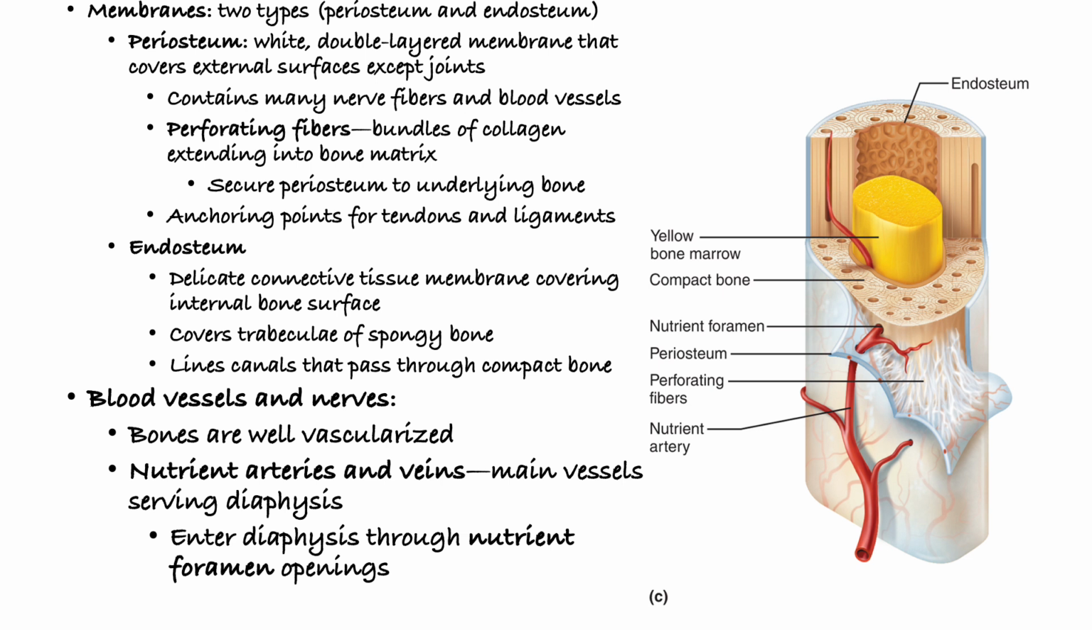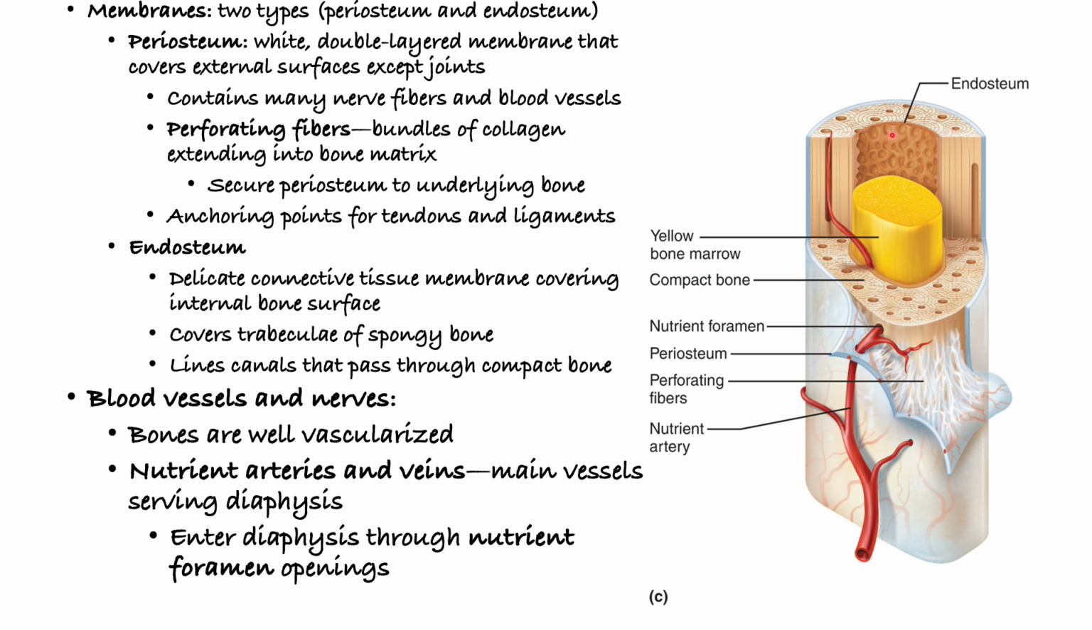And by the way, I forgot to mention that the articular cartilage at the ends of bones is going to be hyaline cartilage. Okay, so this periosteum is very important because it contains many nerve fibers and blood vessels. As you can see, this blood vessel is piercing through the periosteum, and there are what we call perforating fibers, which are basically a bunch of collagen extending to the bone matrix, and their job is to secure the periosteum to the bone. And these membranes, especially the periosteum, act as anchoring points for tendons and ligaments.